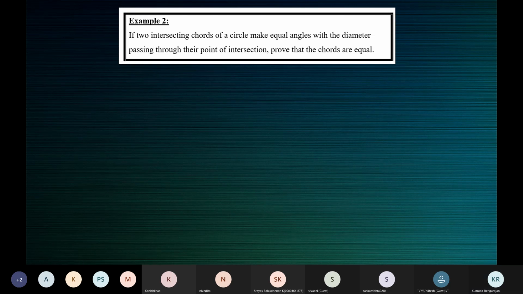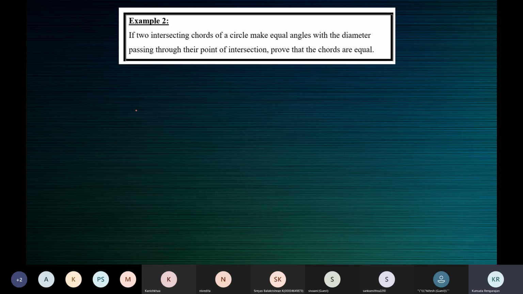Example 2. If two intersecting chords of a circle make equal angles with the diameter passing through their point of intersection, prove that the chords are equal. If two intersecting chords of a circle, so here we assume that the chords intersect inside the circle, okay? It's not outside the circle.